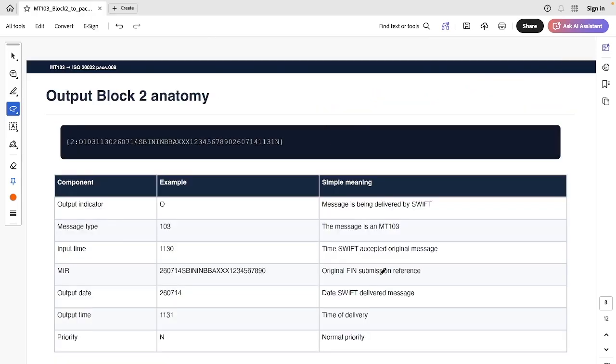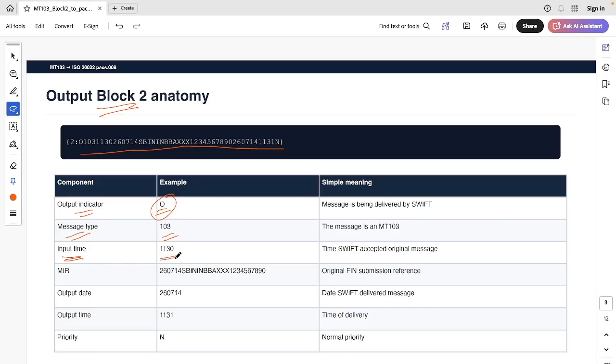Now let us move to the output format of block 2. An output block may look like this. You can see this long message. This output block is generated by Swift when the message is delivered to the receiving institution. The first character is O, which means Swift is delivering the message out of the FIN network to the receiver. The next three characters are again the message type, 103, which identifies the message as an MT103.